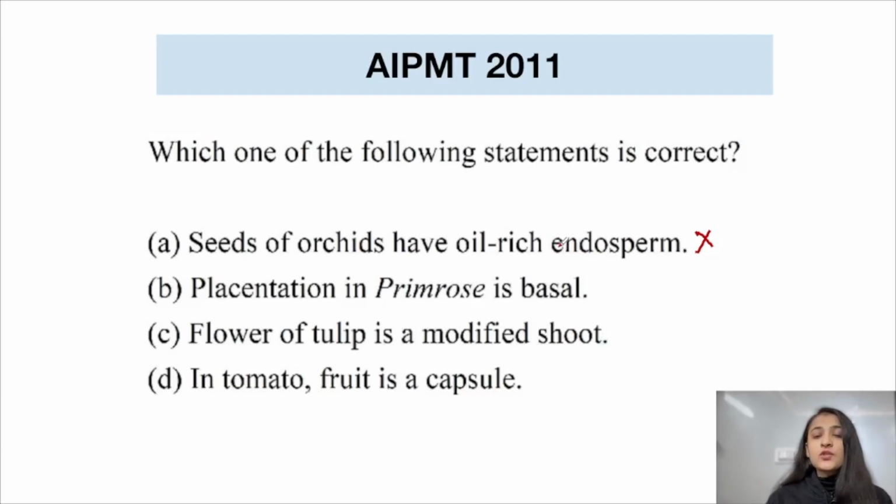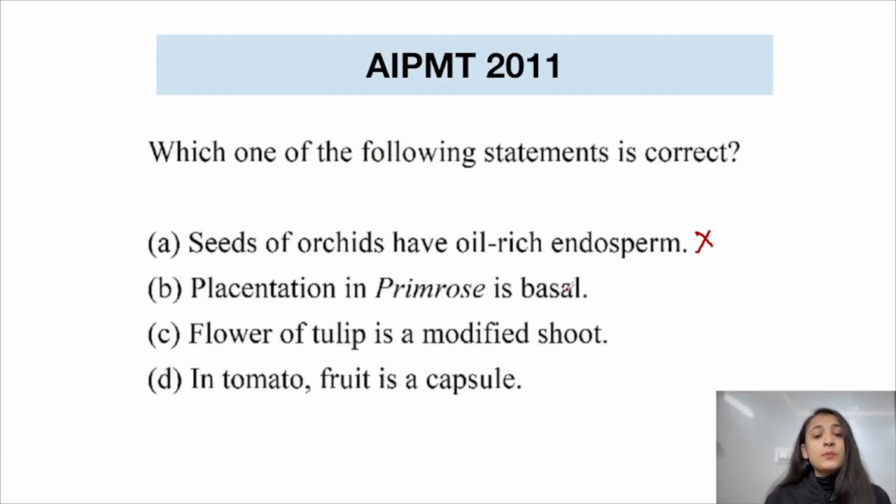They are non-endospermic seeds. Now orchids belong to monocots, and in monocots we studied that most of the monocots are endospermic except orchids, which have non-endospermic seeds. Other than that, all of the monocots have endospermic seeds. So this option is incorrect because seeds of orchids are non-endospermic.